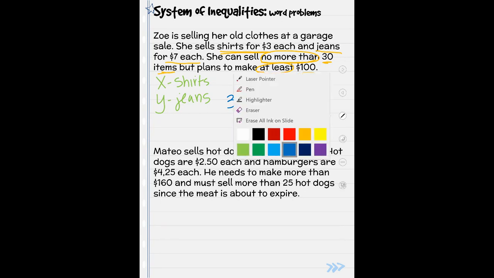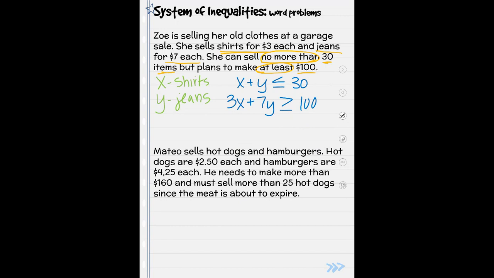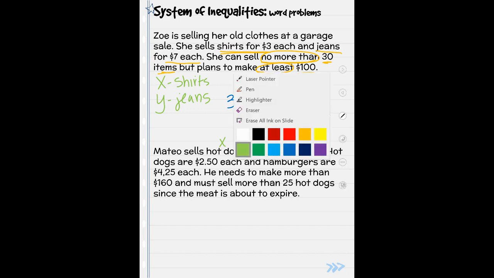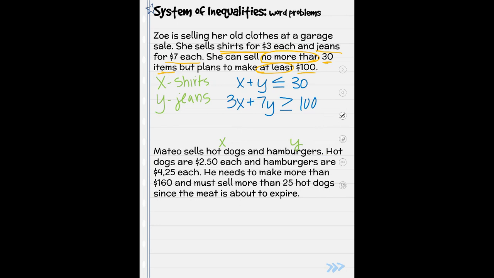Let's look at this one. Mateo sells hot dogs and hamburgers. So let's make hot dogs X, hamburgers Y. Hot dogs are $2.50 each, and hamburgers are $4.25 each. He needs to make more than, there's our dollar amount, $160, and must sell more than 25 hot dogs since the meat is about to expire.